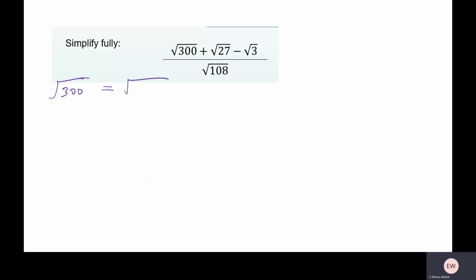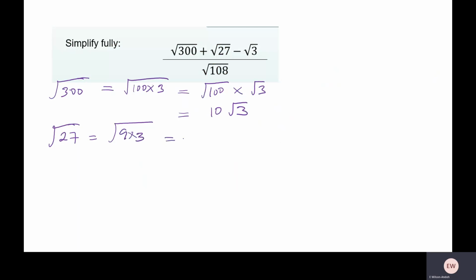So the highest square number is 100. So we have root 100 times 3, and this is the same as root 100 times root 3. And we get 10 root 3. We pick 27. The square number is 9, so we have root 9 times 3, and this is root 9 times root 3, which is equal to 3 root 3.